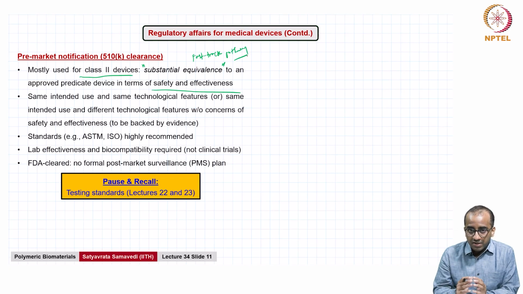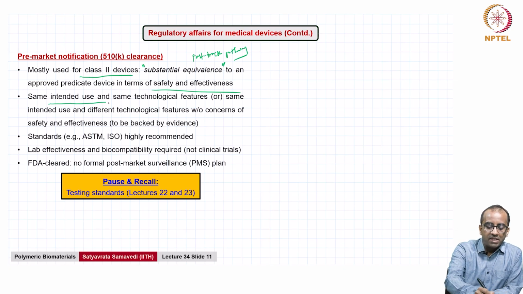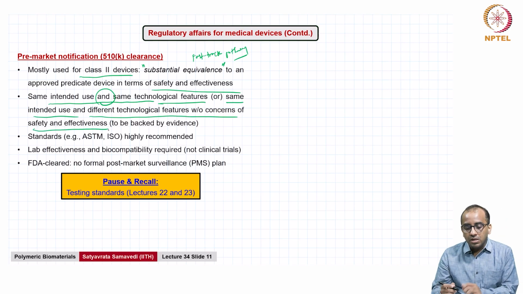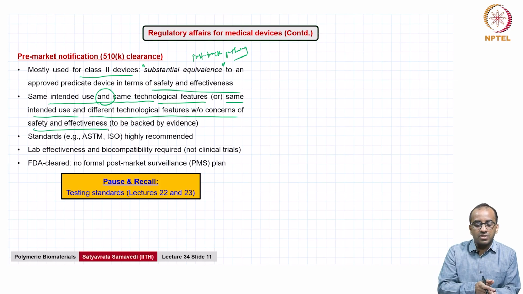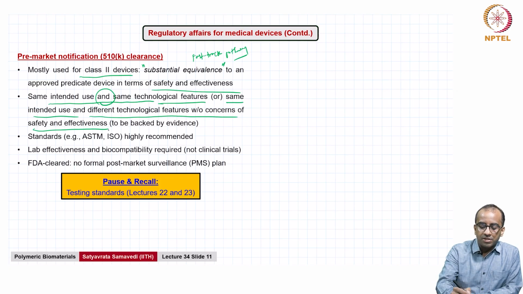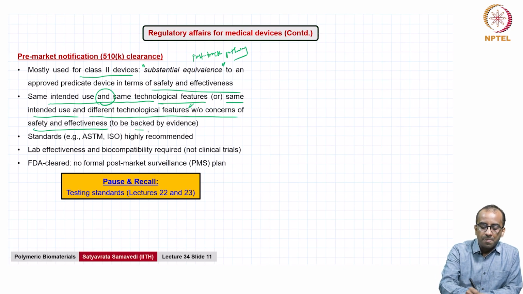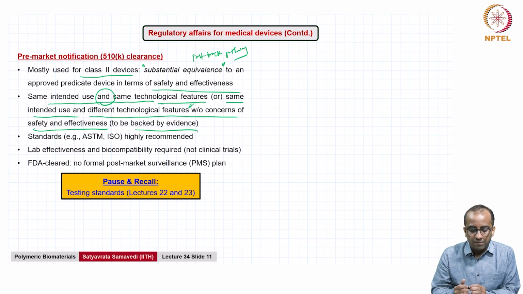So, FDA has specific guidelines for that. It has to be either the same intended use and the same technological features, or the same intended use and different technological features as the predicate device, but without raising concerns of safety and effectiveness. So, either it can have the same intended use and the same technological features as the predicate device, which has already been approved, or it can have the same intended use but different technological features, but this should not raise any concerns of safety and effectiveness, and that documentation has to be separately submitted to the FDA, and that should be backed by evidence.